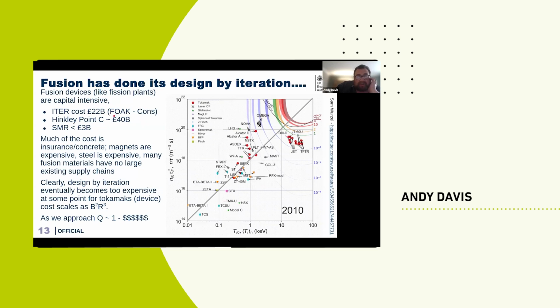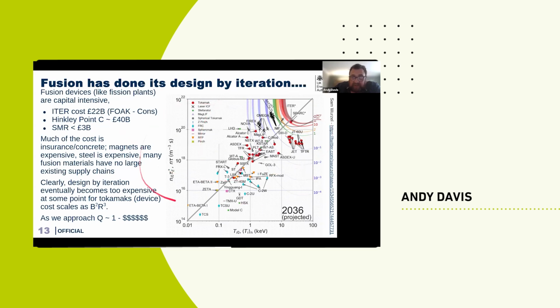Hinkley Point C, which should have been a concrete in the ground type job, I think the most recent cost estimate has been £40 billion. And SMRs, obviously much smaller fission reactors, I think of the order around about 3 billion. The vast majority of some of this cost, in the case of fusion, is concrete, because we've got lots and lots of concrete. Magnets are expensive, and the volume of material steel we're talking about are expensive. And many of these materials have no existing supply chain.